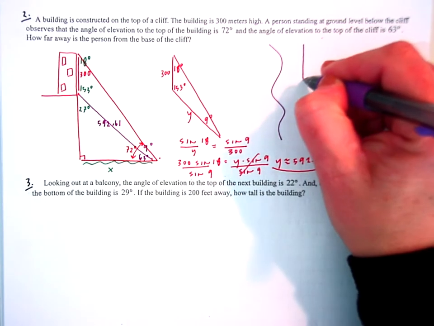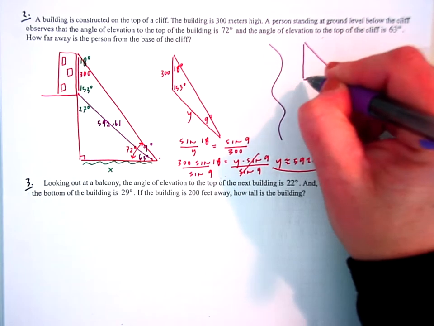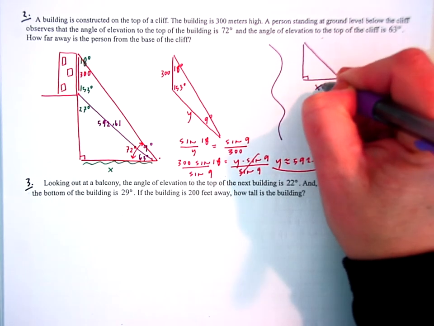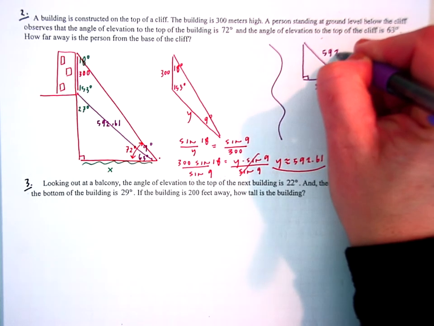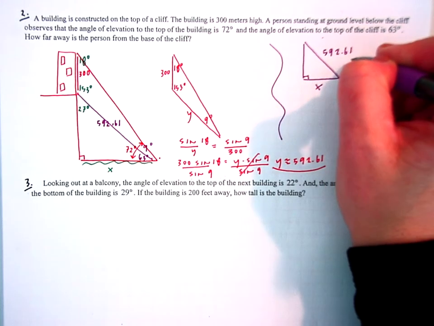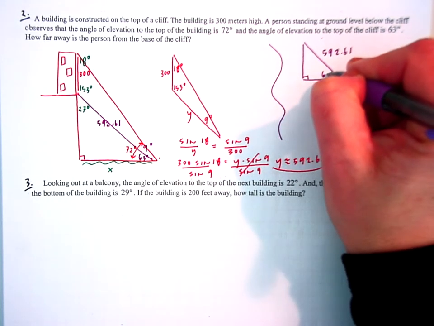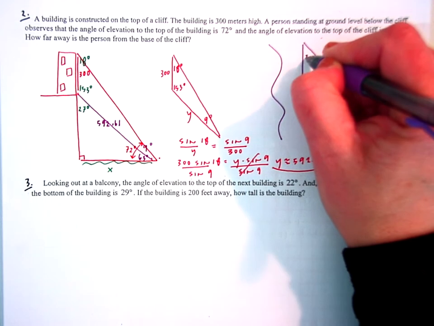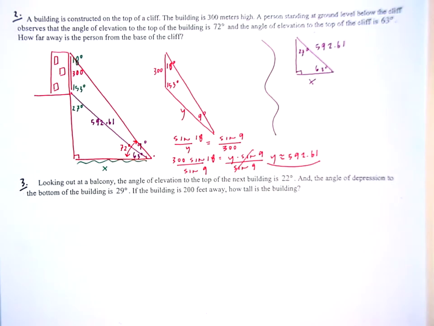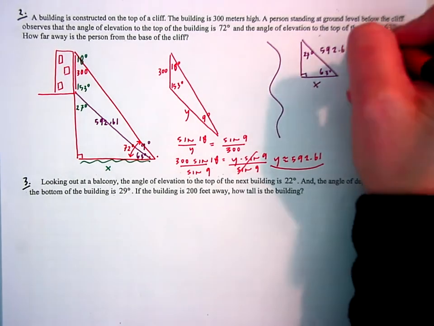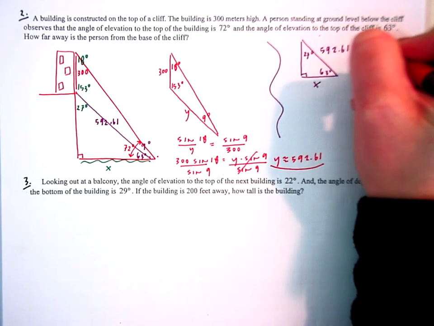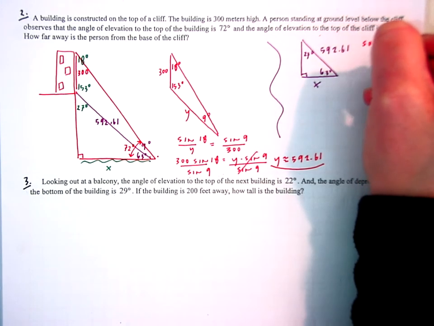So if I build off of that, now I have this right triangle. I know that this is x. That's ultimately what I want. I know that this part of it is 592.61. It's what I just solved for. This is 63 degrees, and this is 27 degrees. Okay, so I can go back again to my nice old-fashioned basic trig. So basic trig, it's a right triangle. So I'm just returning to my SOHCAHTOA.